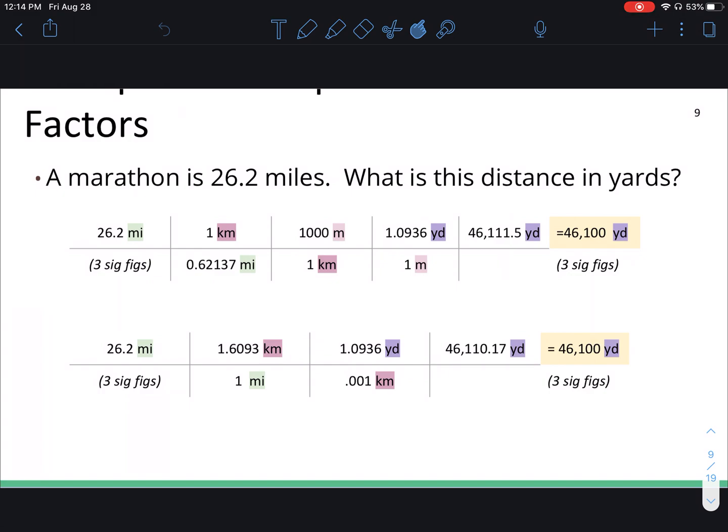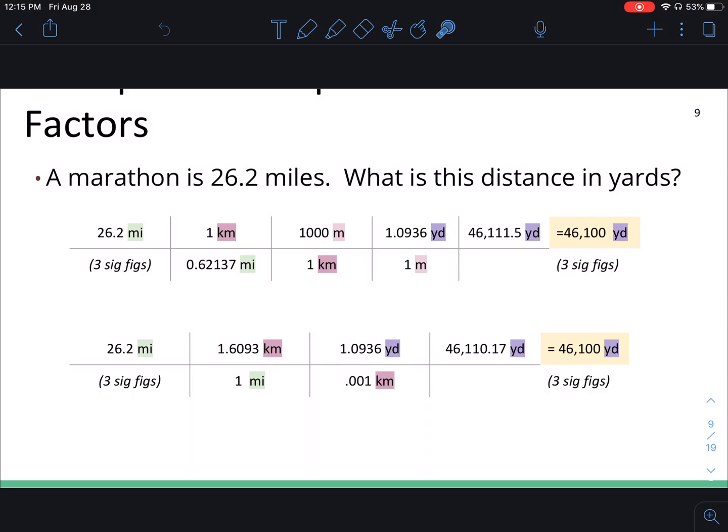All right, here's your answer. So I have two different setups. It does not matter which one you chose to do. I just wanted to show you guys two different examples of how this could be solved. There are other ways that this could be done. So if your answer was right around 46,100 yards, then you probably did it correctly.